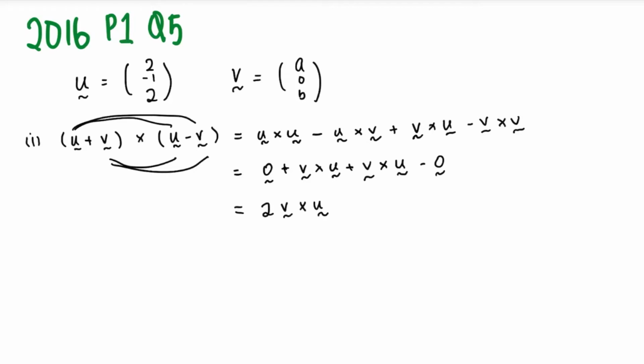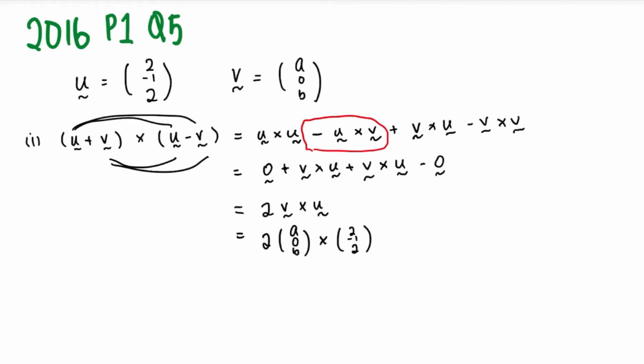Alright, so like I've just said, this part over here, this negative u × v, if you flip it over to bring it to v × u, you have to add a negative sign, so it just becomes a plus, which is why we add up both of them together. So this will give us 2 of v × u. So now we just need to sub in what these vectors are. So 2 of v, which is (a, 0, b), cross u, which is going to be (2, -1, 2).